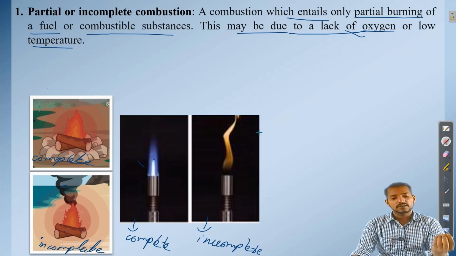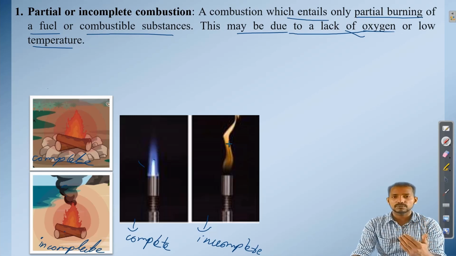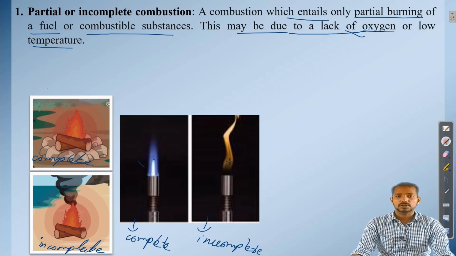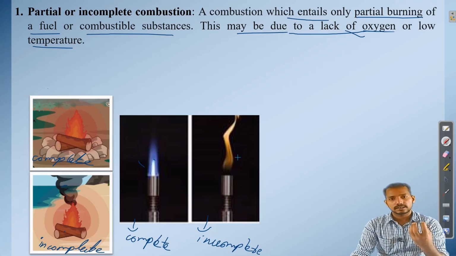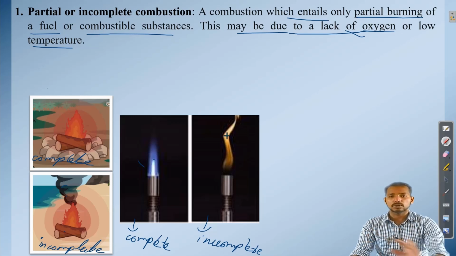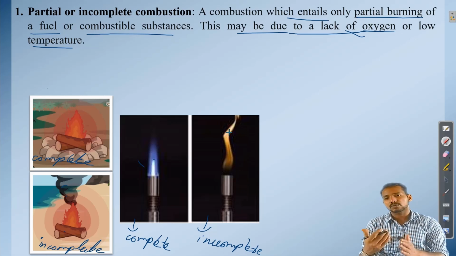But if sometimes it produces a yellow or orange flame, or a flame other than blue, then it indicates incomplete combustion. You can observe this in your home itself. If there is a lack of air in the kitchen area, then you can observe the color of the flame changing from blue to red. It indicates incomplete combustion. From the color of the flame also we can identify whether complete or incomplete combustion is taking place.